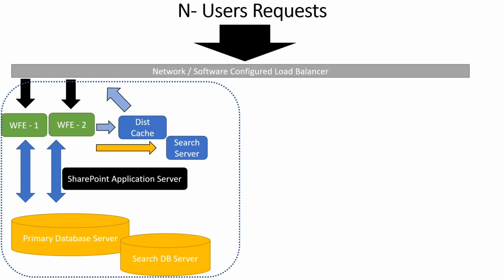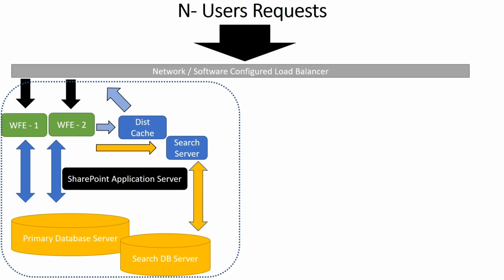Now the next thing is that whenever users are searching for any data, all the calls will be forwarded from the web front end to the search server. And what the search server will do is query the search related data from the search DB server, instead of hitting the primary database server. So all the search related queries, indicated in the yellow arrow, will be called from the search DB server instead of the primary database server.